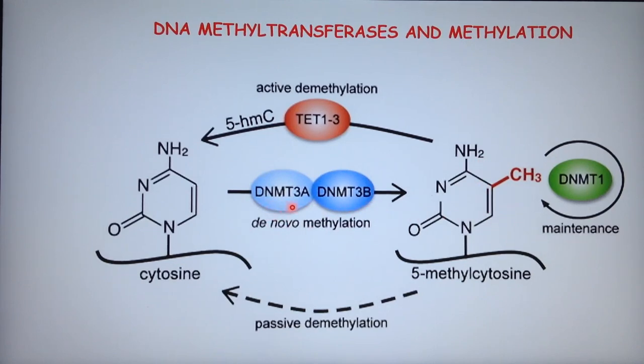So we have DNMT3A and DNMT3B, these are de novo methylases, and DNMT1 is the maintenance methylase. We shall see it in the subsequent slides. And we have TET1, 2, 3, these are ten-eleven translocases. These bring about active demethylation.